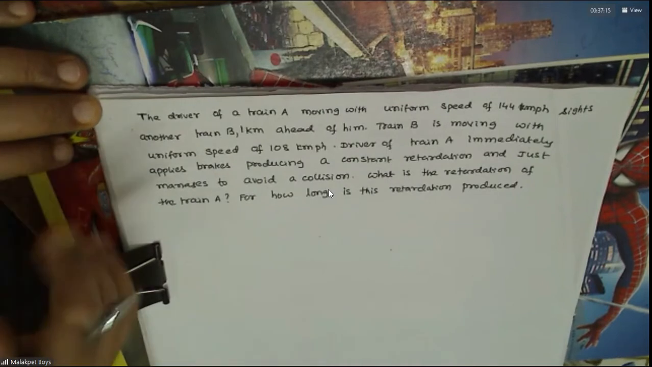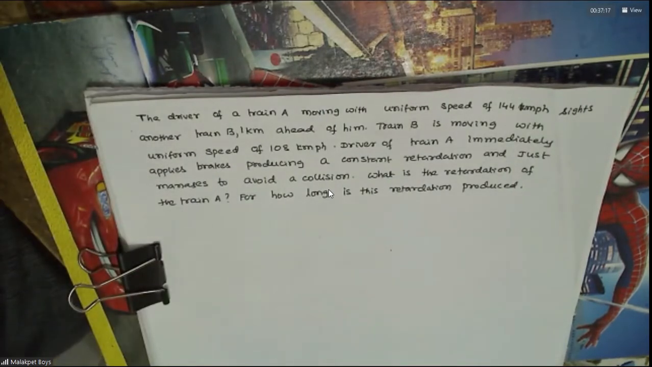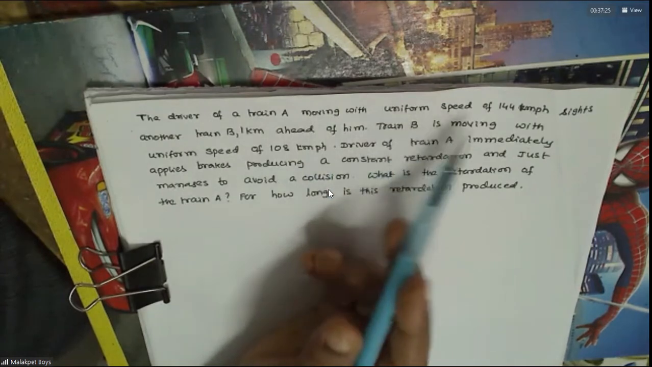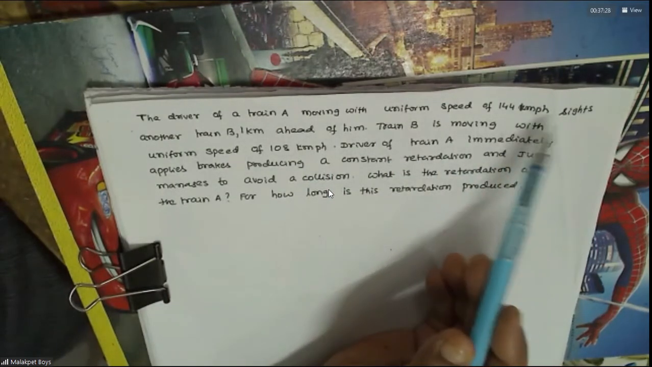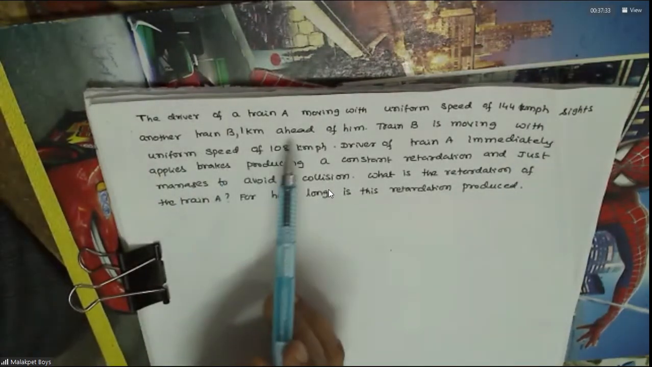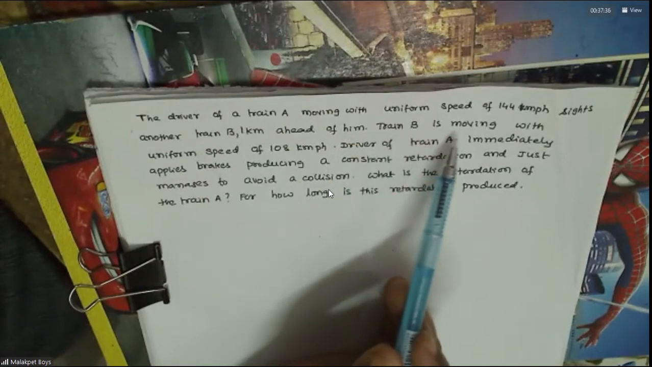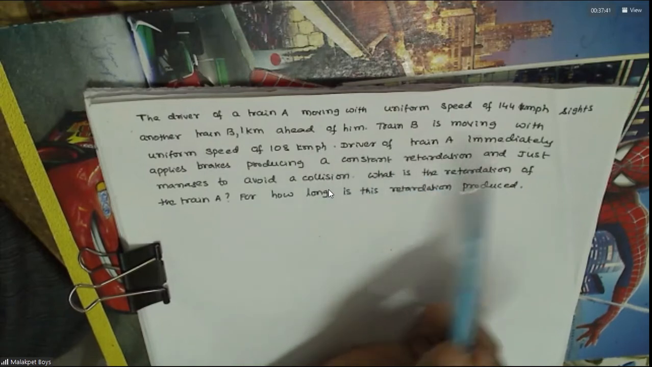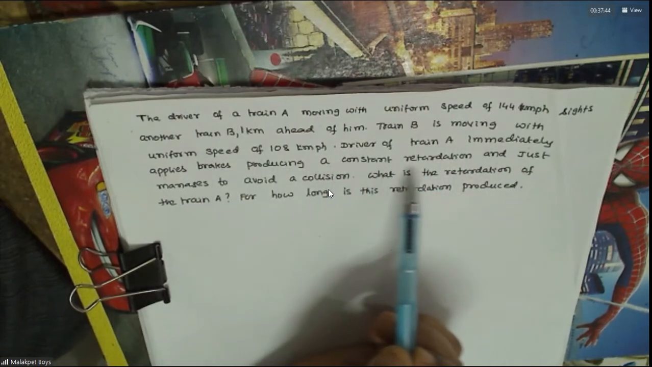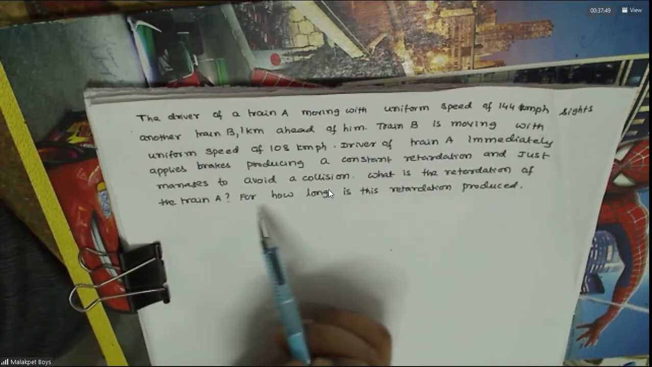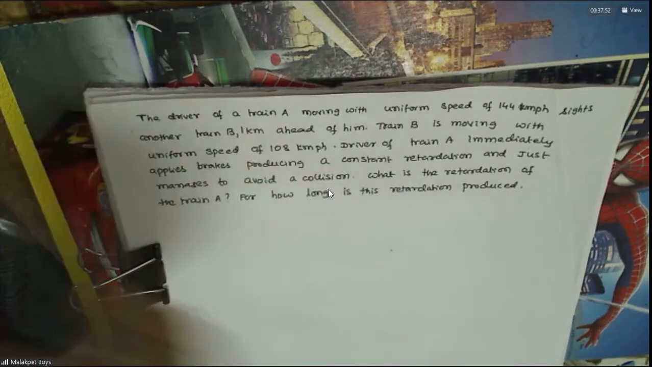Is it visible? Yes, sir. Read that. Any doubt in that writing? Driver of a train A moving with a uniform speed of 144 kmph. kmph means kilometer per hour. Sights another train B 1 kilometer ahead of him. Train B is moving with a uniform speed of 108 km per hour. Driver of train A immediately applies brakes, producing a constant retardation, and just manages to avoid a collision. What is the retardation of train A? For how long is this retardation produced?